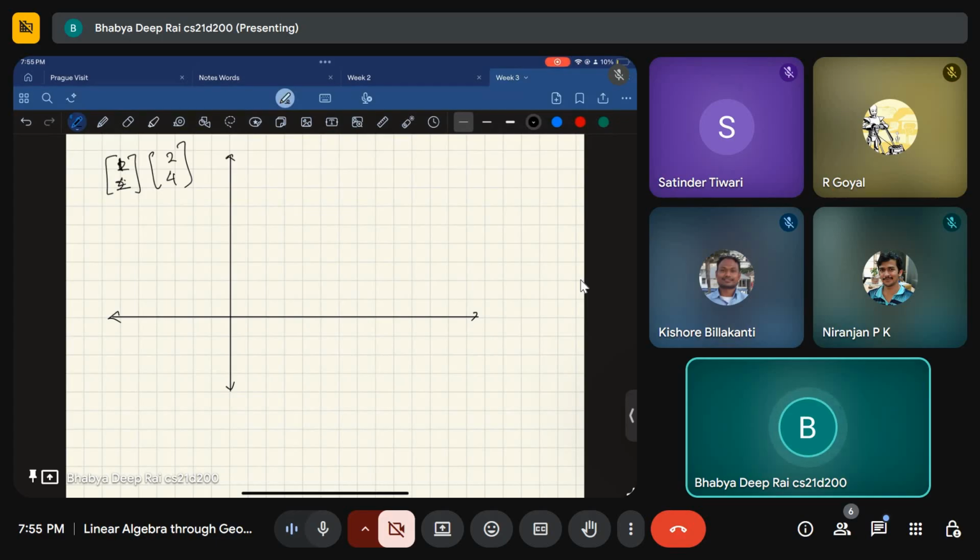Where is 1 2 going? Well, 1 2 is here, and 2 4 is where? 2 4 is also on the same line. Okay, so 1 2 and 2 4 is not a very good example. I think I need more dimensions to visualize this.